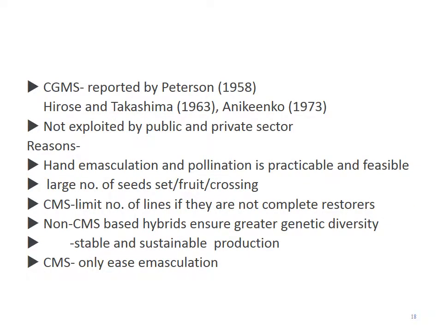CGMS was reported by Peterson in 1958 in Chile. It is not exploited by the public and private sectors for some reasons; hand emasculation and pollination is practicable and feasible in chili. Then a large number of seeds are set per fruit in crossing. CMS limits the number of lines if they are not complete restorers. Non-CMS based hybrids ensure greater genetic diversity, stable and sustainable production, and finally CMS offers only ease of emasculation.